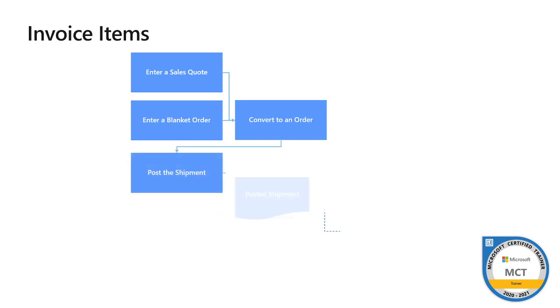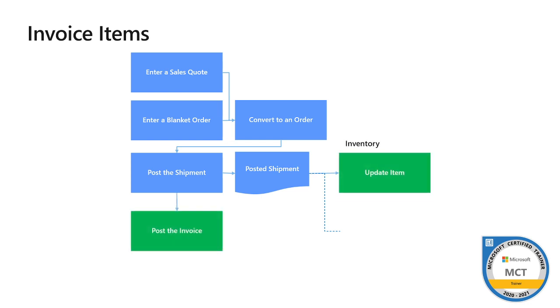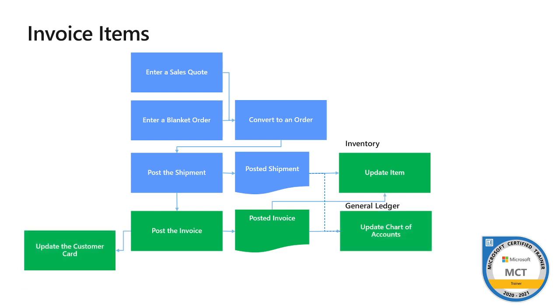Back to presentation. Convert to an order, post the shipment. We have discussed that it will create posted shipment, posted sales shipment, update item. Then the next part is post the invoice, which we just saw. Posted invoice will be created, chart of accounts is updated, customer card, customer balance is updated. Next part is record customer payment.